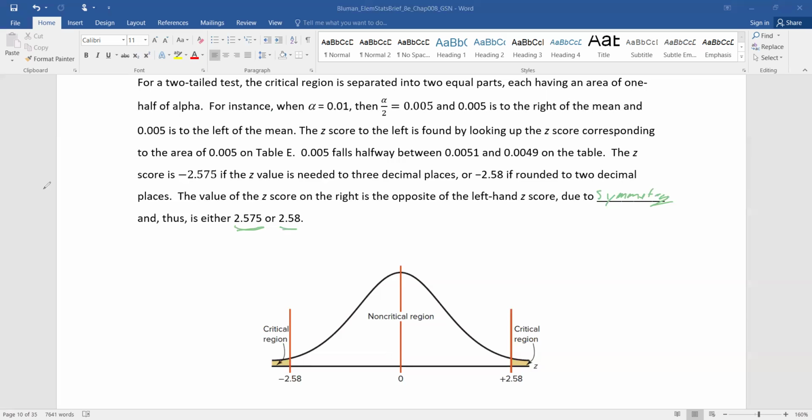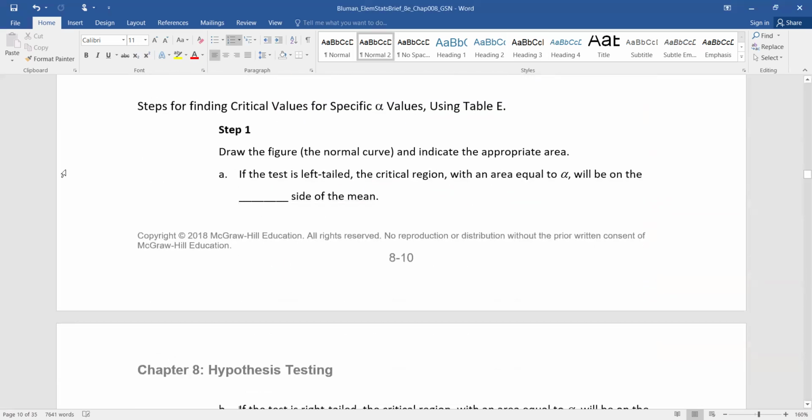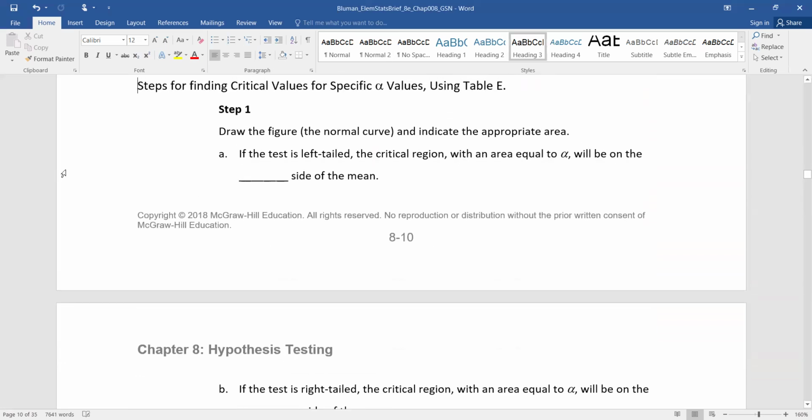All right, so let's get into the steps of doing this. Steps for finding critical values for a specific alpha value using table E. In step one, we are simply going to draw the normal curve and indicate the appropriate area. This will help us determine if it's going to be a left, right, or two-tailed test.